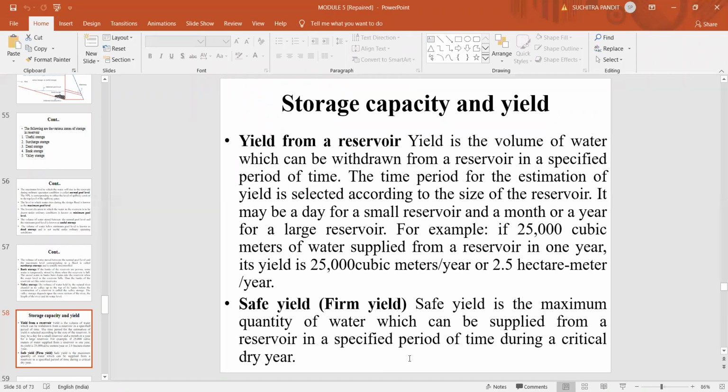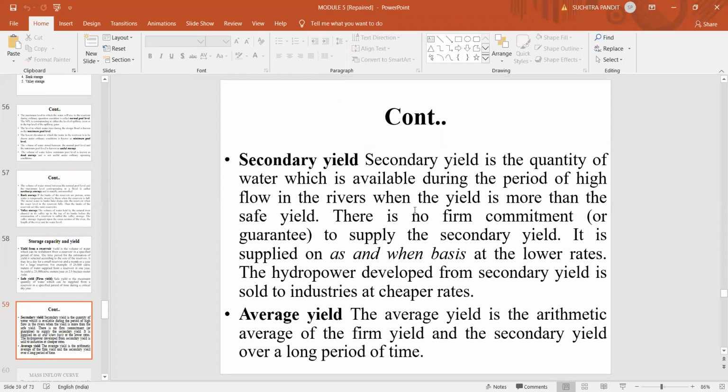Some crops require water for their growth. So in such a case, the reservoir has to be built to meet this demand, that is the safe yield or firm yield. So basically safe yield is the quantity of water which can be supplied or drawn from a reservoir in a specified period of time during the critical dry period.